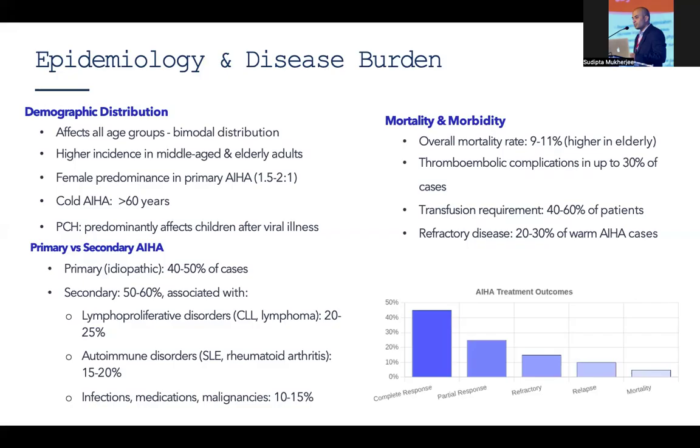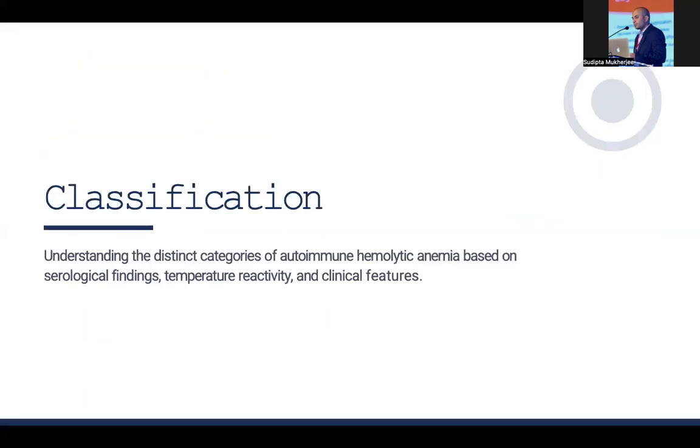In terms of morbidity and mortality, the overall mortality rate can be 8 to 9 to 11%. It is higher among the elderly. The biggest morbidity is thromboembolic complications, which can be as high as 30%. In this subgroup, 40 to 60% of patients require transfusion, and nearly 20 to 30% of those patients eventually develop refractory disease requiring multiple lines of therapy.